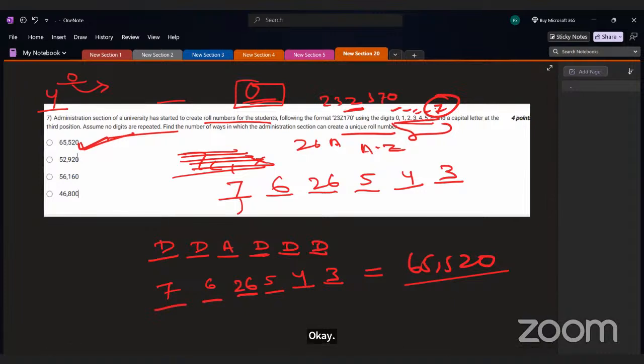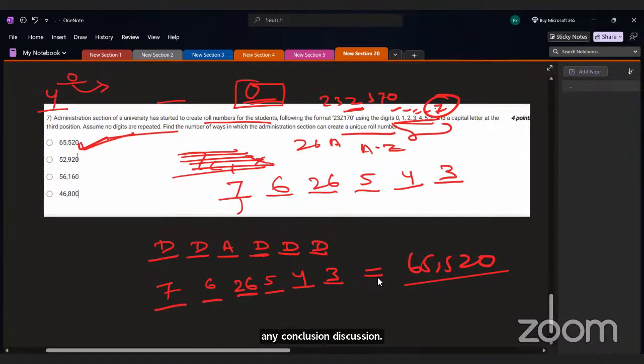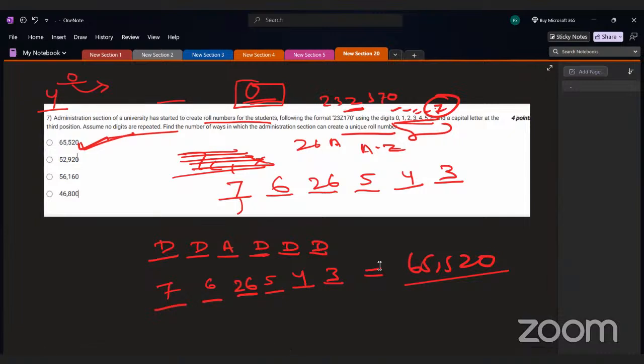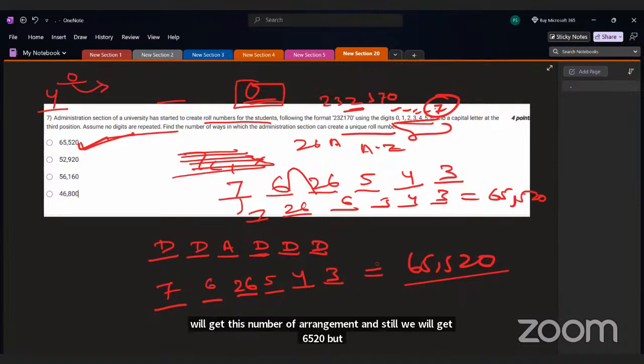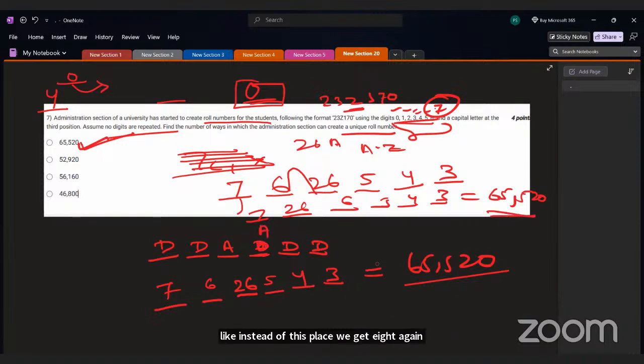Everyone got this? Any confusion in this question? No, sir. Sir, if we change the position of alphabets, will it make any change? It will not make any change. If you increase the number of alphabets, then it will make a change. Like if instead of the third place, we put the alphabet on the second place, we will still get the same arrangement count, 65,520. But if we increase an alphabet, like instead of this place we get 8 again, then it will change the number of ways.